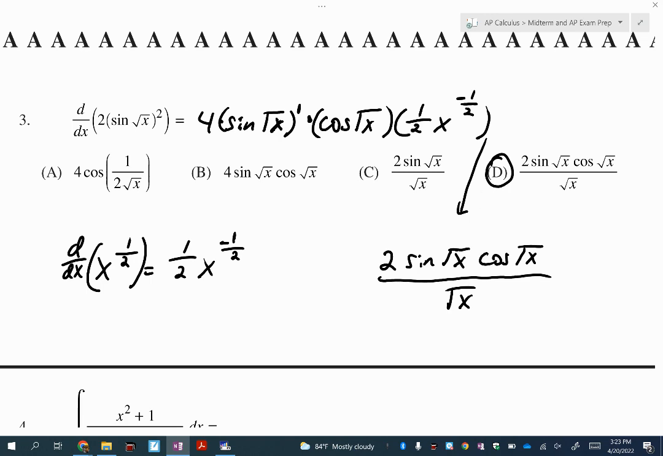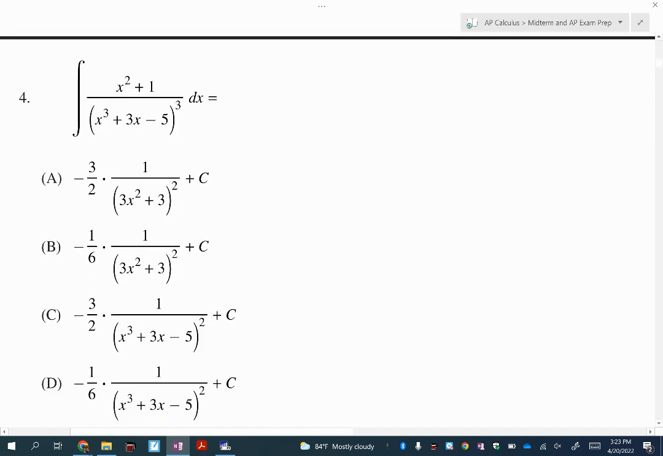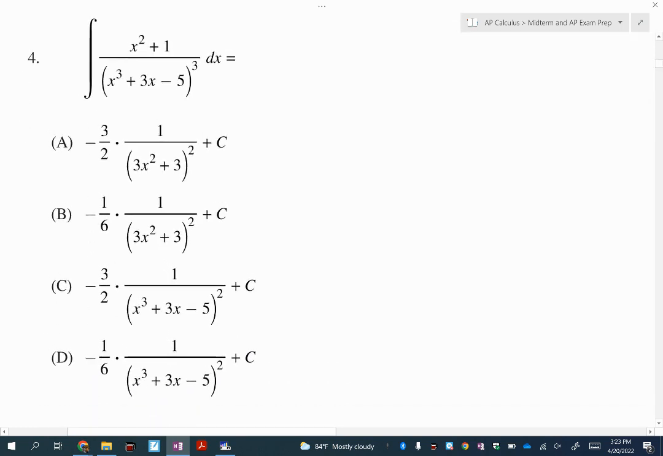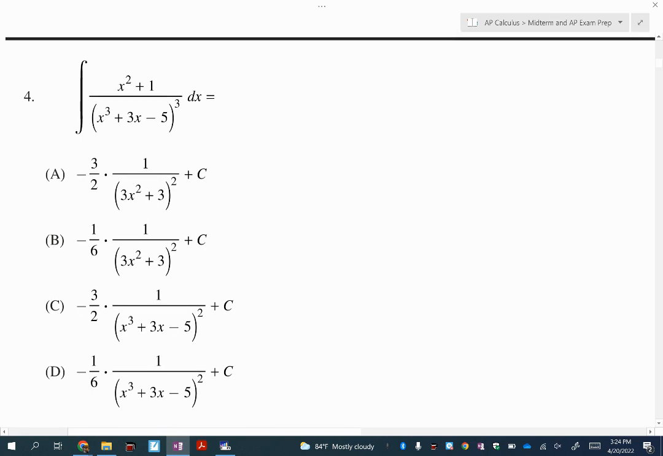Okay. Number 4. Does anyone have any idea what to do? It's not a derivative, right? It's an integral. Who's that? Raquel? No, Joel, that was you? Nice. It is U-substitution. Okay, Joel, I'm going to put you on the spot then. That's what you get for answering. All right. What's U then?